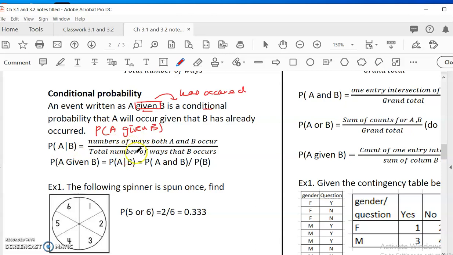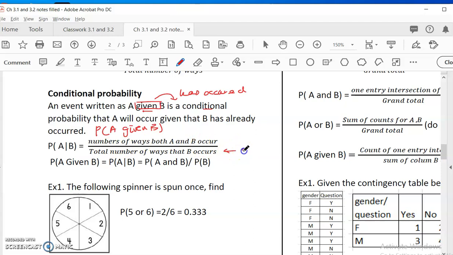So how do you do it? You actually change the sample space. The sample space would be all the ways that B can occur, because B has already happened. So you only need to count the number of ways that B occurs, and then the top would be where both A and B occur. There is a conditional probability formula, and we'll talk about this in 3.3 also. But for the time being, you can think of finding the probability of A given B as finding how A and B both occur, because B has already occurred. Now A has to occur, so it's A and B.